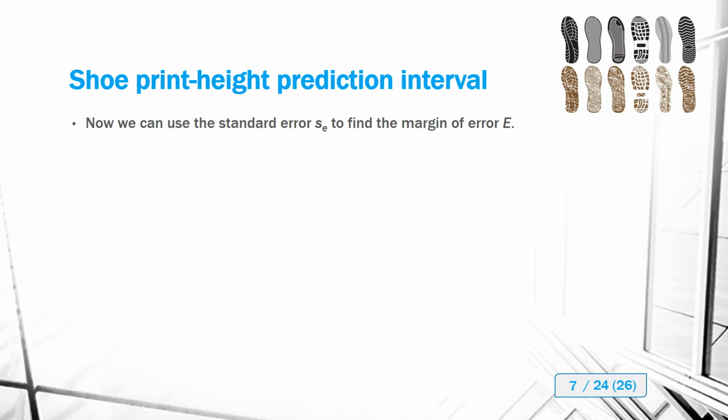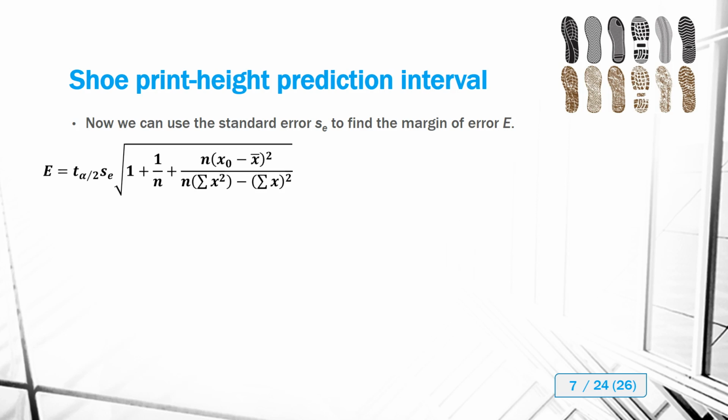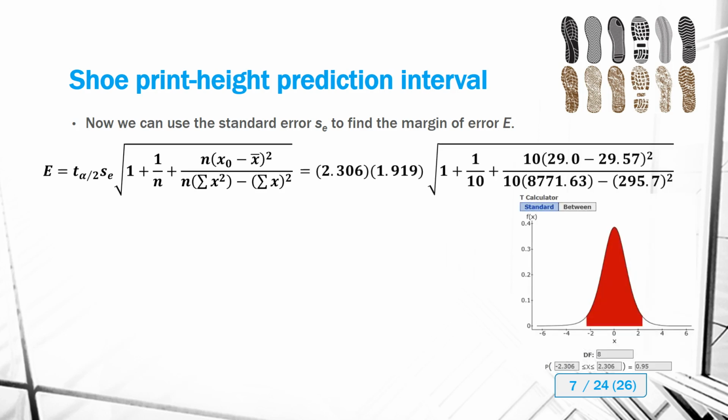Now that I have the standard error estimate, I can find the margin of error E. So here's my general form of the equation. Notice that I get my t value by using n minus 2 degrees of freedom, so 8 degrees of freedom. For a 95% prediction interval, I want 95% on a two-tailed t distribution. That's going to give me 2.306 for my critical value.